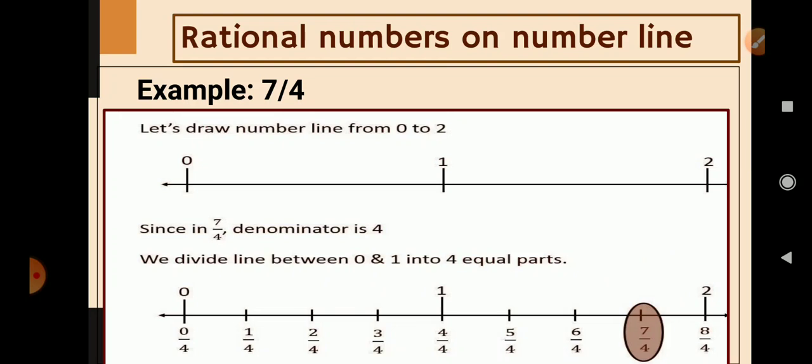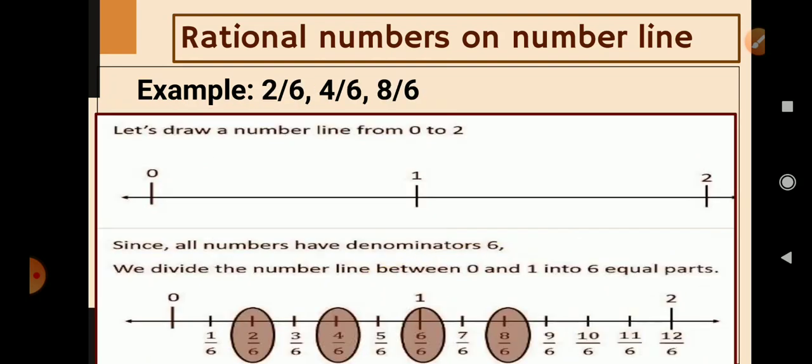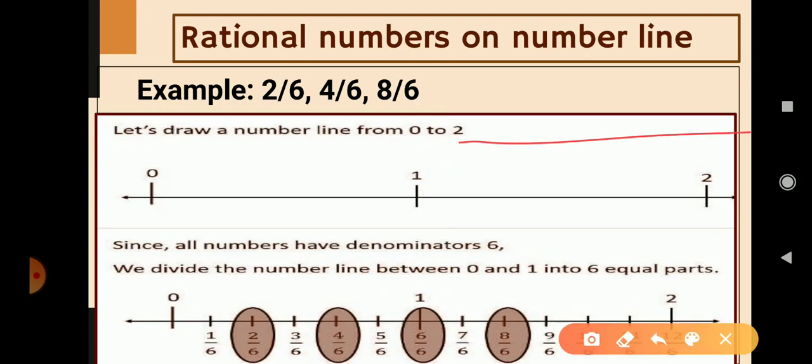Let me explain by taking another example. Let us mark 2 by 6, 4 by 6, 8 by 6. As I told you, first take a number line. So 0. Observe the denominator. The denominator is 6, so how many parts do you have to make? 6 parts: 1, 2, 3, 4, 5, 6. So this is 1. Again 1, 2, 3, 4, 5, 6. This is 2. This is how you divide the number line.